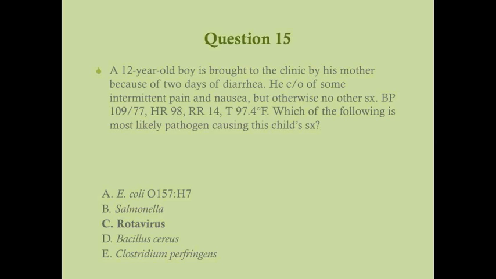E. coli O157:H7 would be a pathogenic strain of E. coli that causes diarrhea, but it also would cause hemolytic anemia, and this patient would be much more sick and he would have a fever. Salmonella would cause a bloody diarrhea. B. cereus is associated with exposure to certain foods. It's a foodborne illness, like exposure to refried or reheated fried rice. And C. perfringens is associated with exposure to uncooked meat. So B. cereus and C. perfringens are possible causes, but it's not the most likely cause.